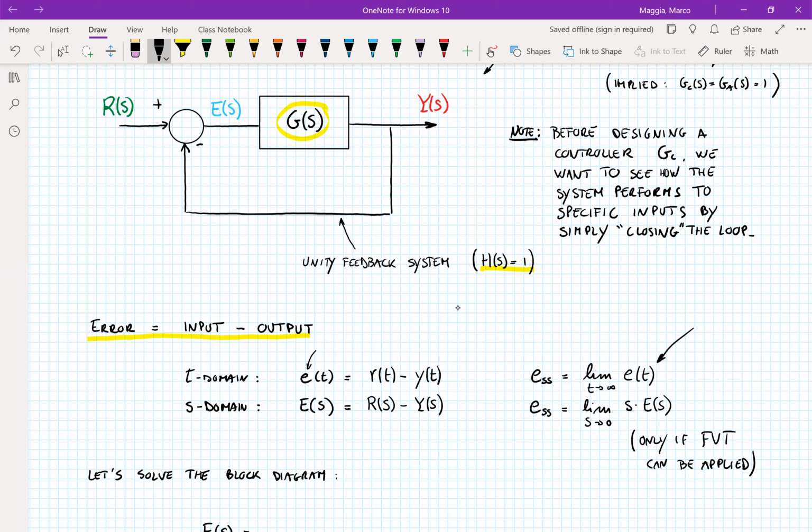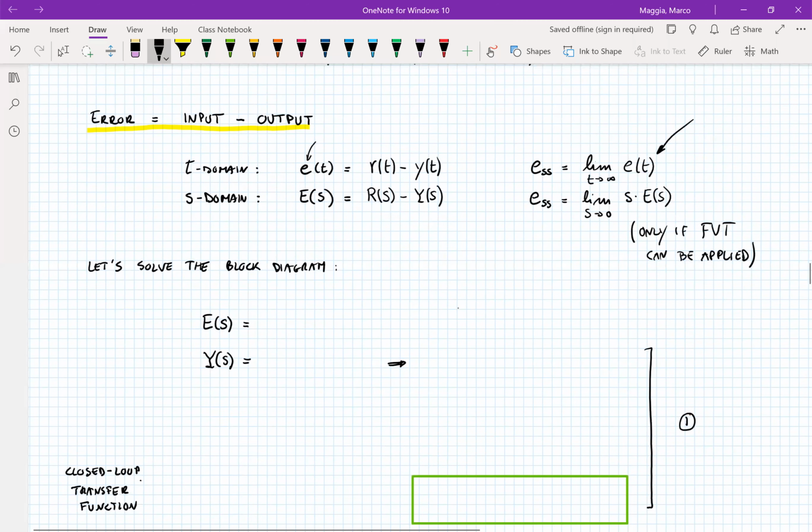All right, so since I told you it's easier to deal with functions in the S domain, let's find the error in the S domain. How to do that? Well, we can solve or simplify the block diagram. We've already seen that last time. It's just a repetition of what we already saw, but it's always a good exercise.